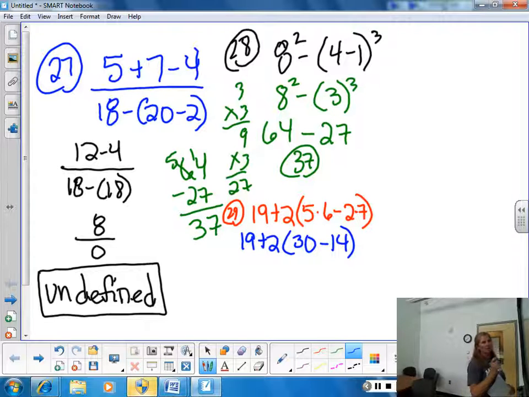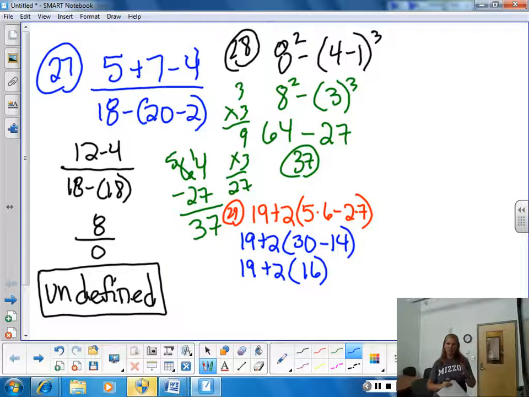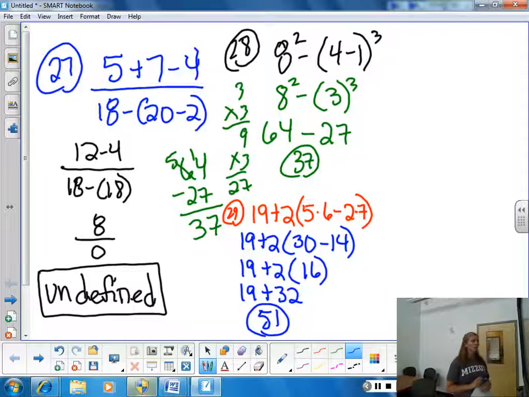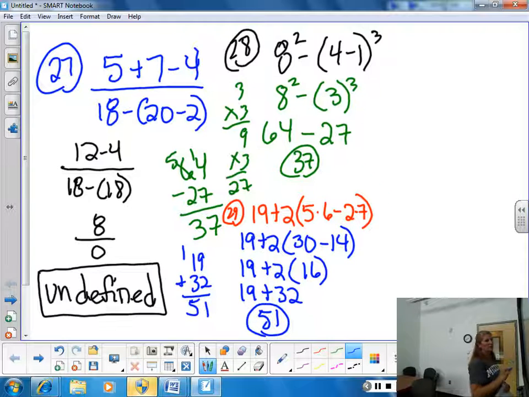Finishing inside the parentheses, I have 19 plus 2 out here. 30 minus 14 is 16. Then I'm going to take 2 times 16, which is 32. 19 plus 32. And 32 plus 19 is 51. And again, if you don't know that, you can do it off to the side. 19 and 32. There's no rule that says all this has to be done in your head. In fact, don't. Because you're just inviting mistakes when you do that.